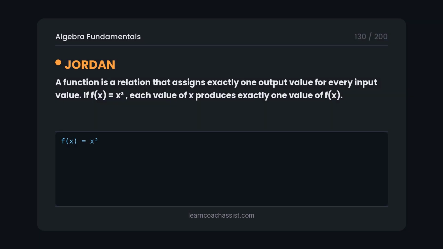What is a function? A function is a relation that assigns exactly one output value for every input value. If f(x) equals x squared, each value of x produces exactly one value of f(x).